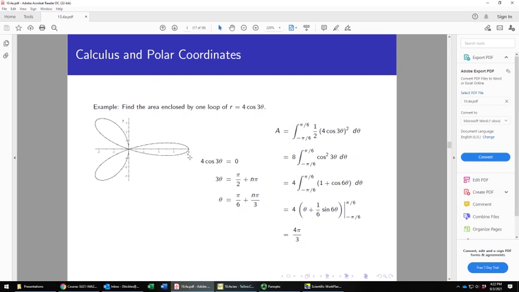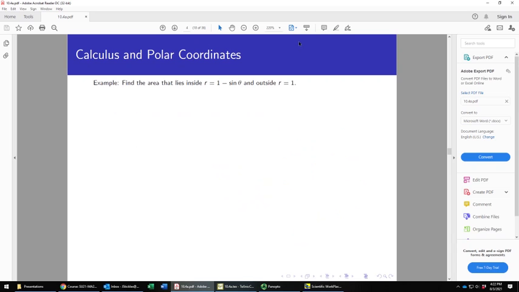Alright, let's do another one. Find the area inside r equals 1 minus sine theta and outside r equals 1. Again, start with a graph here. Here's r equals 1. That's a pretty easy graph. r equals 1 minus sine theta is this graph. This is what we refer to as a cardioid.